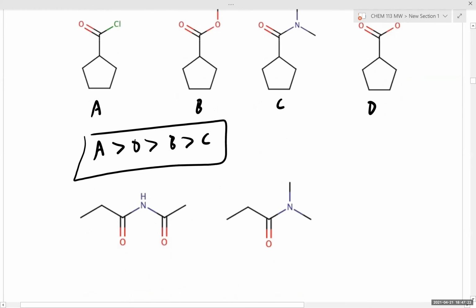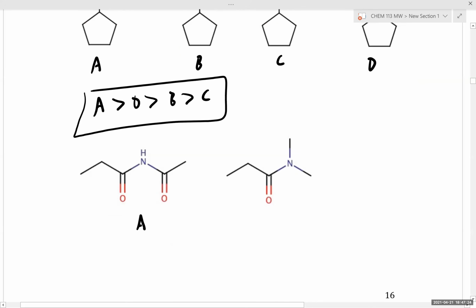Okay, so let's try to apply what we've learned to another example. So keeping in mind, we can look at a range of different leaving groups, and by comparing their leaving group capability, we can even rank carbonyl compounds that we haven't directly seen before in order of increasing reactivity. So let's take a look at the following example. And let's try to rank these 2 compounds in order of increasing reactivity.